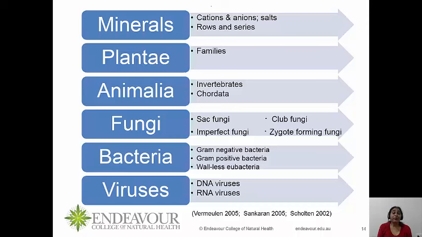Animals can again be broadly divided into the invertebrata and the chordata. Invertebrata are those animals without a backbone, and chordata are those with a backbone. Among the chordates would be your reptiles, birds, amphibians, and mammals. Now fungi, it's again divided into the sac fungi, club fungi, zygote forming fungi, and the imperfect fungi. Those are the classifications.